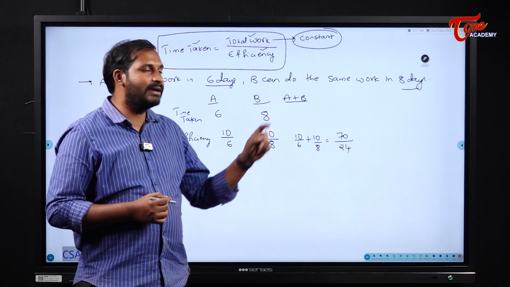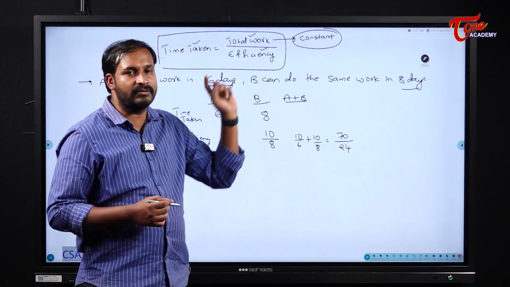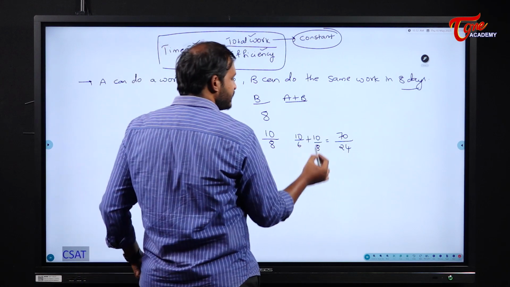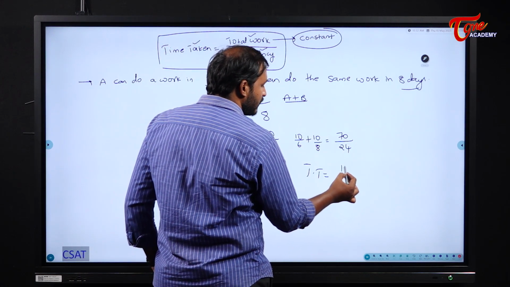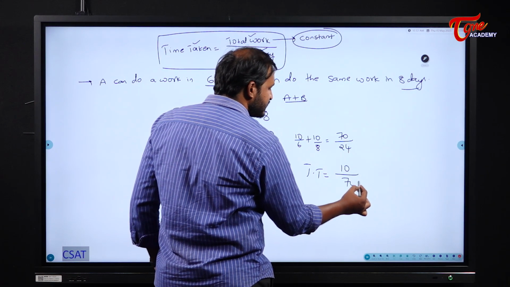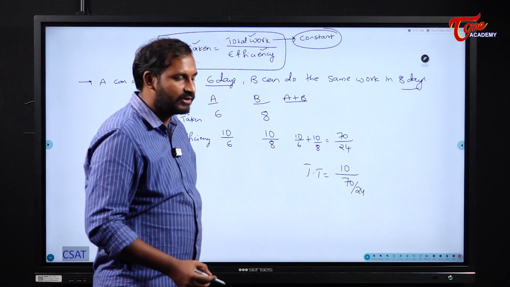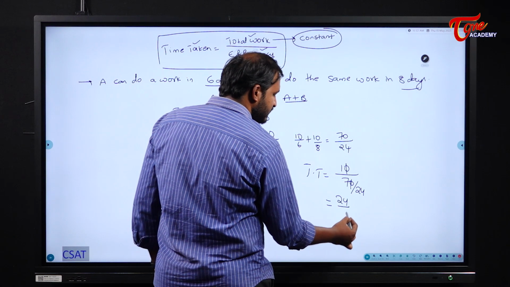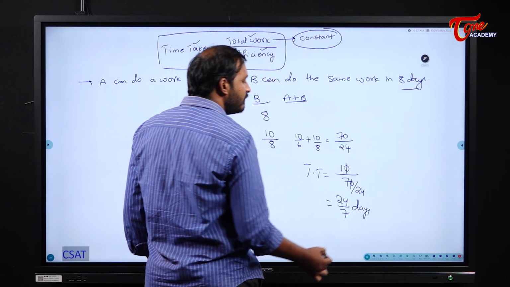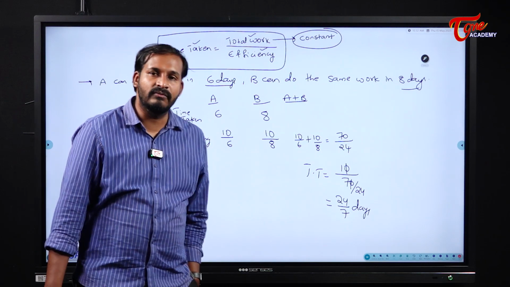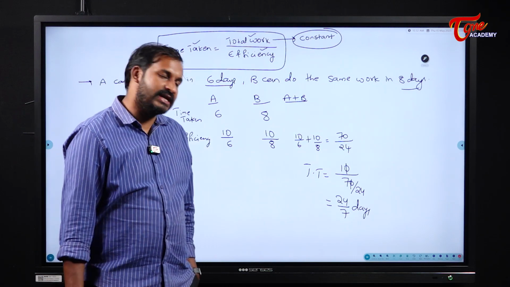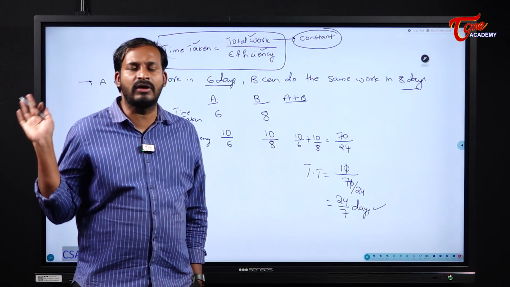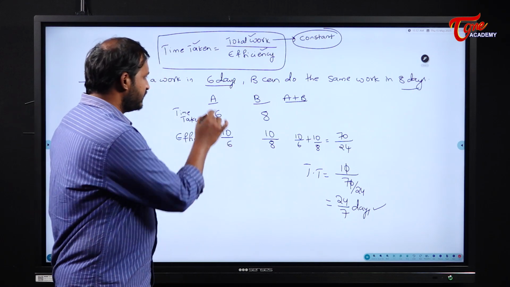Now, what is the time taken by A and B together? The time taken formula is total work by efficiency. What did we take as total work? 10. So the time taken is total work 10 by their combined efficiency 70 by 24. Now, this 24 will go to the numerator and you will have 24 by 7 days. That means working together, A and B can finish the work in 24 by 7 days. Yes, this is correct. You can take 10, 20, 30, 40, whatever you want. This is the correct procedure.